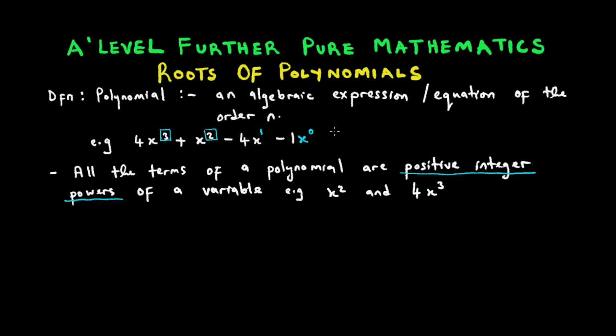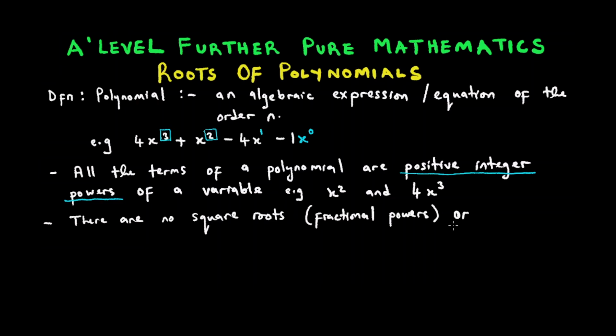To further elaborate on this point, what we actually mean is there are no square roots, and we get square roots from fractional powers, or reciprocals. And we get reciprocals from where? From negative powers.